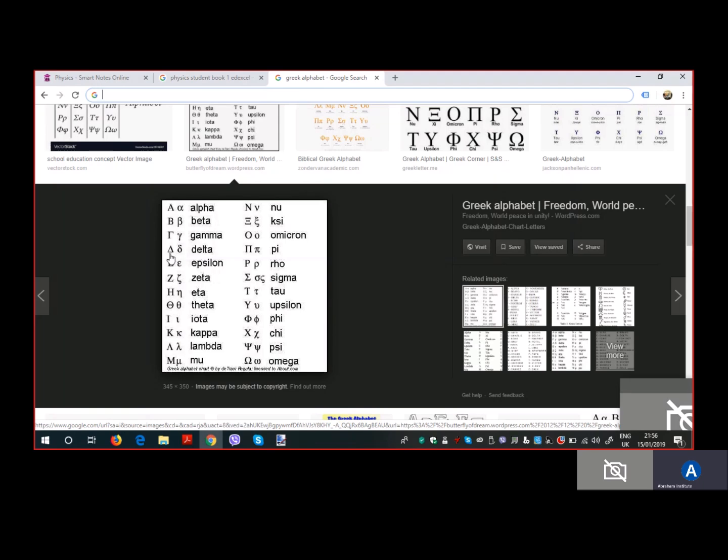The capital delta is used to indicate a large change. You would have seen both. Also for the gradient, delta y over delta x, they use it to indicate a large change. Small delta is used to indicate a small change. Right. Then we have nu.